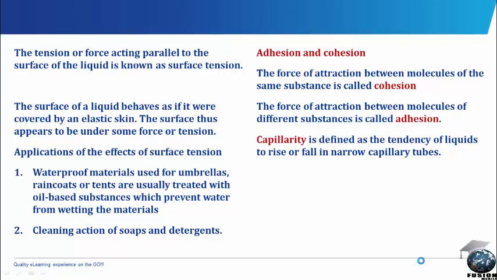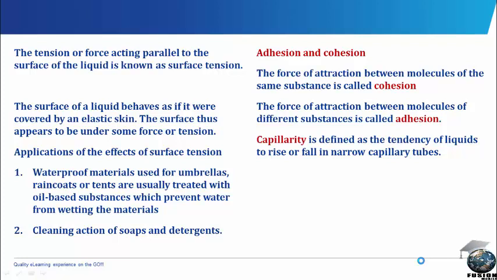Your umbrella is made with cloth, but can you come out in the daylight and use your cloth as an umbrella? No. But when we coat them with an oil surface such that water can no longer go in, we'll say that we have created an effect of surface tension, and it is of importance to man. Cleaning action of soaps and detergents is also an application.